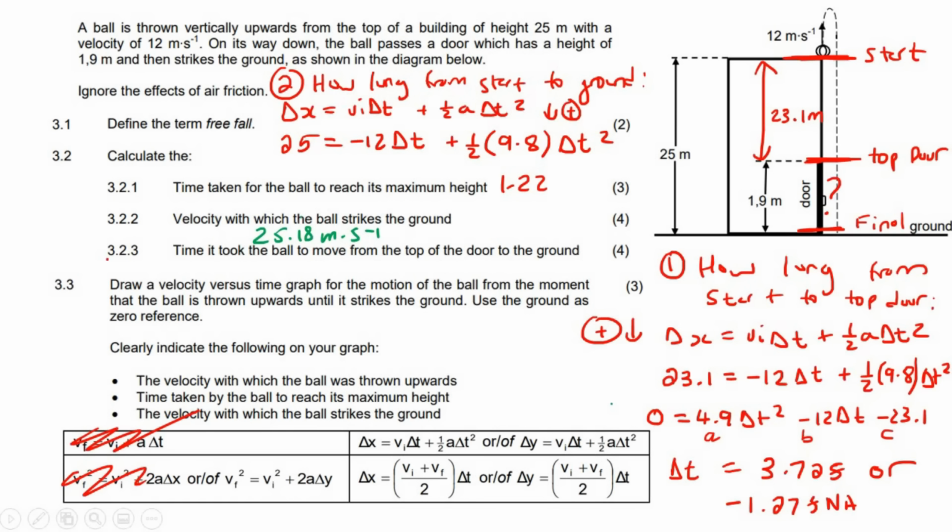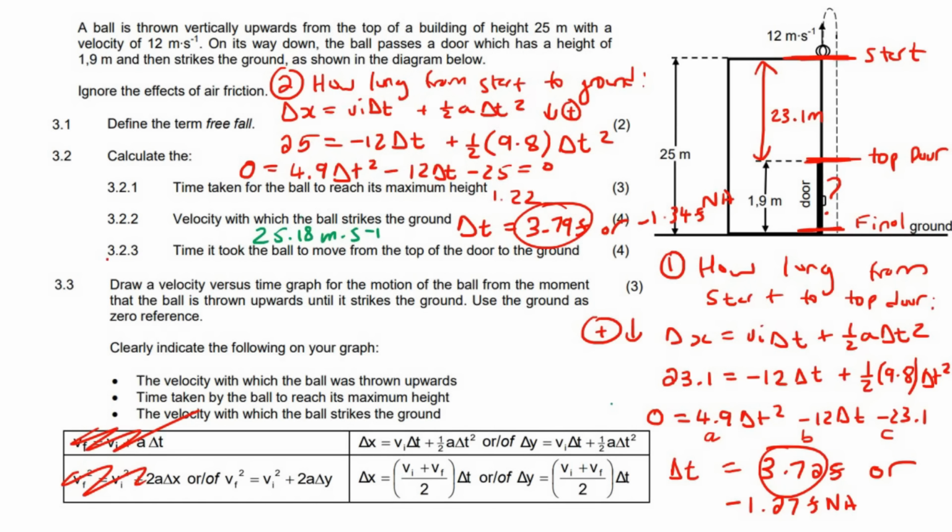So once again, we get a trinomial: 0 equals 4.9 delta t squared minus 12 delta t minus 25. Let's just write that there. Once again, use your quadratic formula, and you would get an answer of 3.79 seconds or negative 1.34. Of course, we can't have this one, so we'll just say NA.